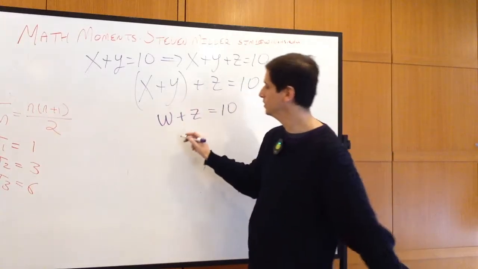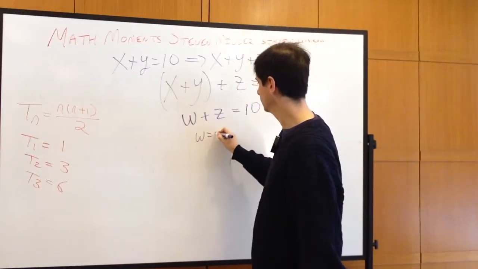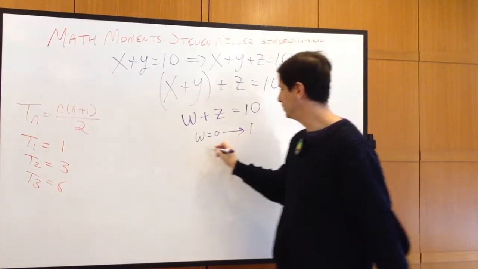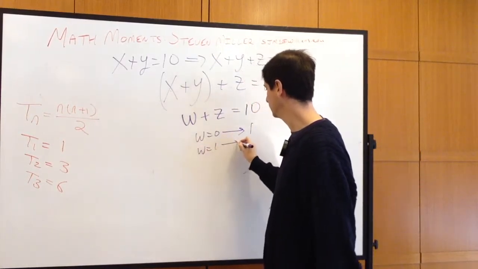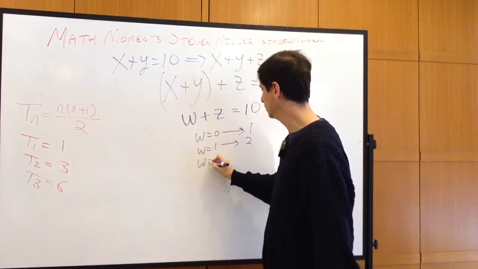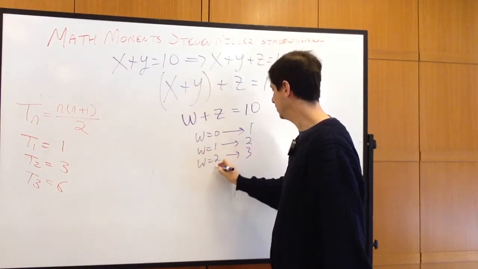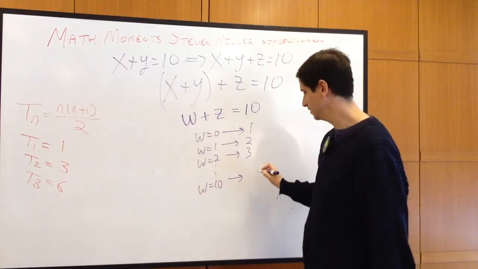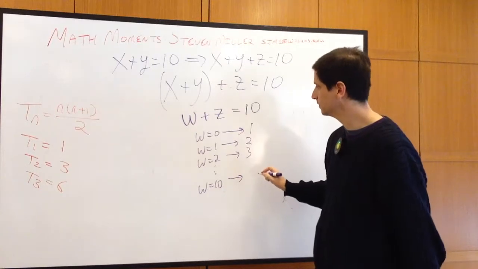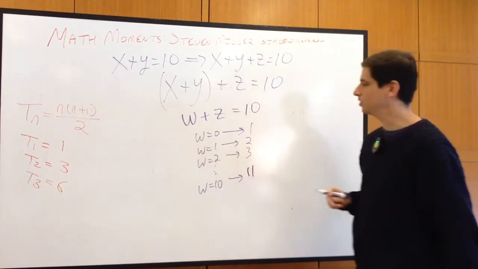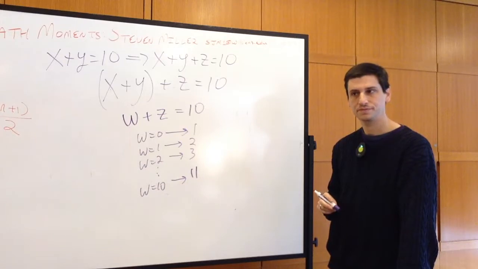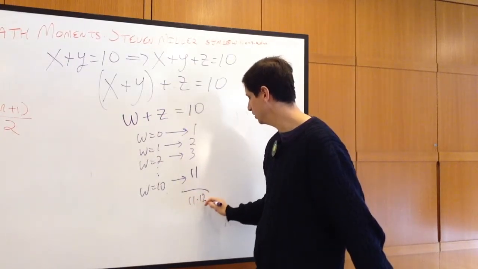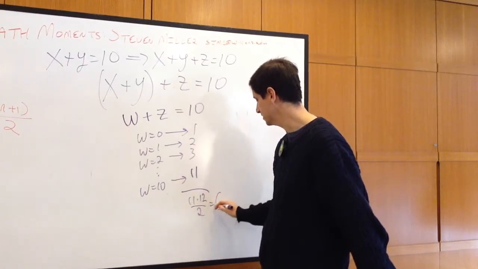How many ways are there for w to be 0? 1. For w equals 1. For w equals 2. All the way down to w equals 10. So I now have to add all this stuff up. And so if I add them all up, I should get, I think 11 times 12 over 2 is, I think, 66, if it works.